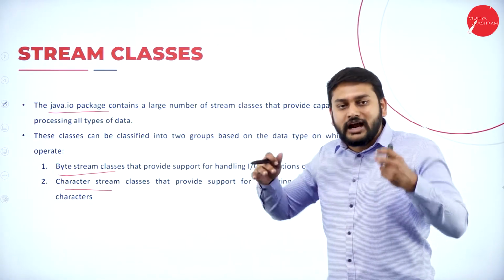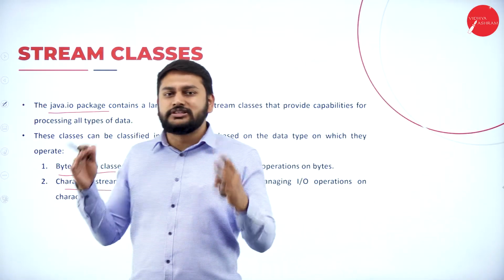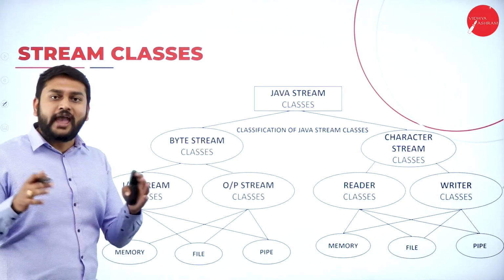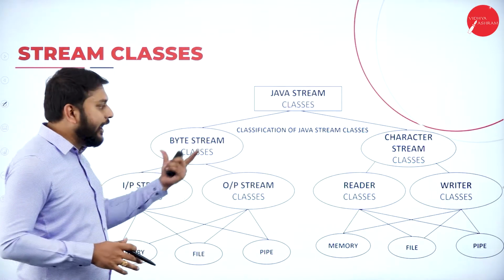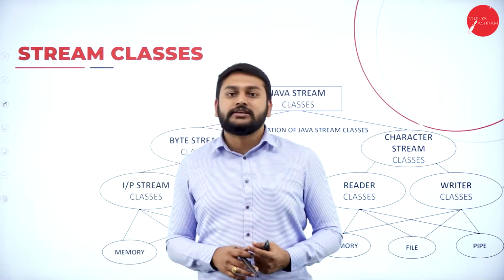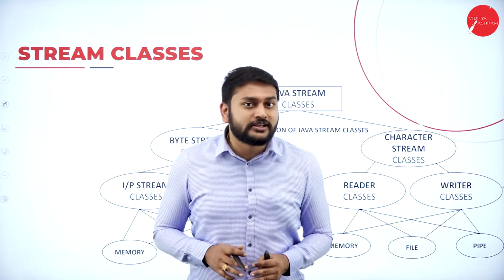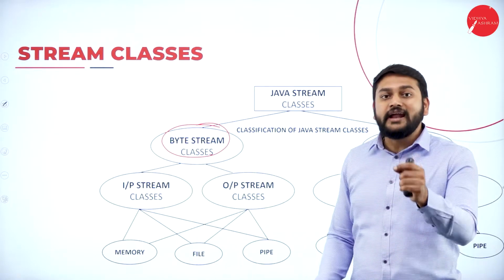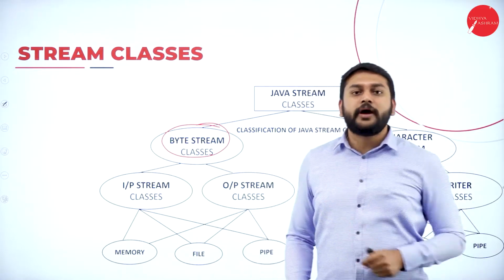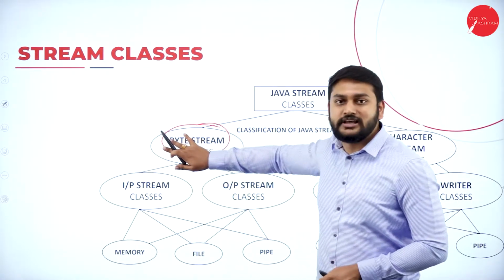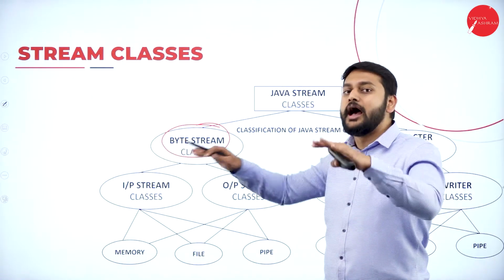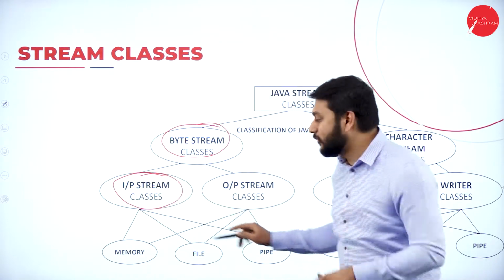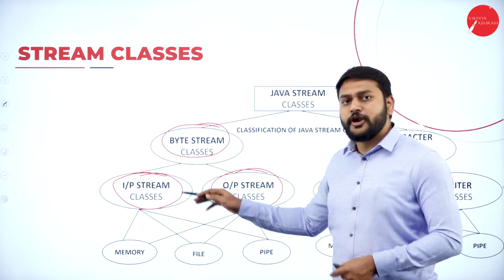Now let's understand the Java stream classes that I have. So guys, this is a beautiful classification that we have in front of us. We have two different stream classes. What is the first stream class that I have? I have the first stream class as the byte stream class. When it comes to the byte stream class, I will treat this as a super class, and under this I have two subclasses. That's going to be the input stream class as well as the output stream class.